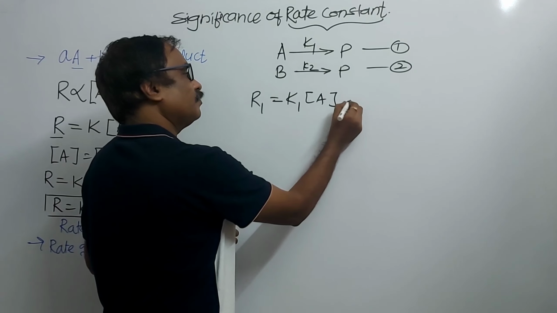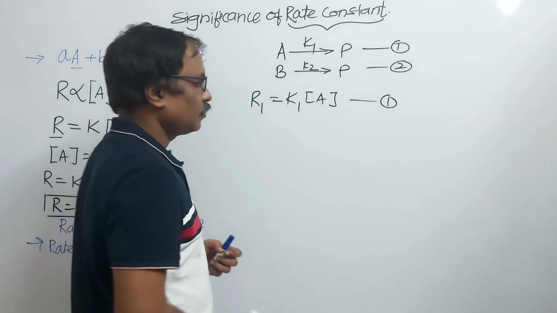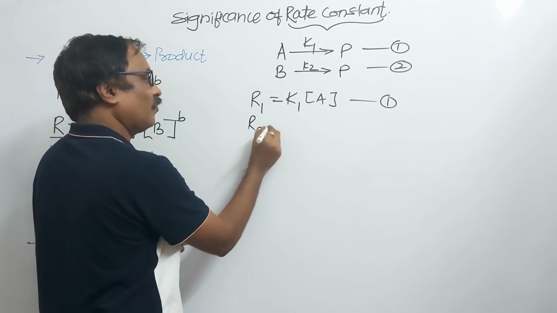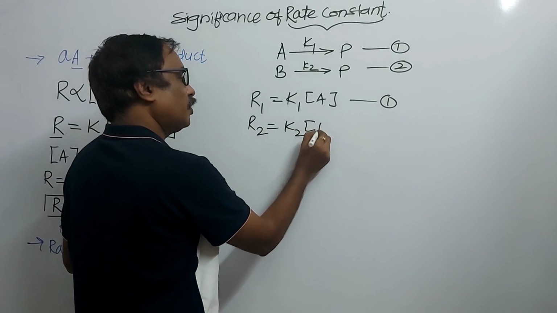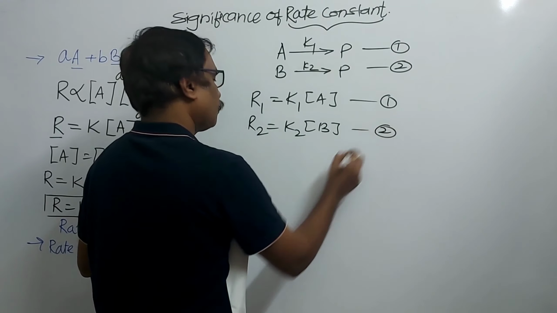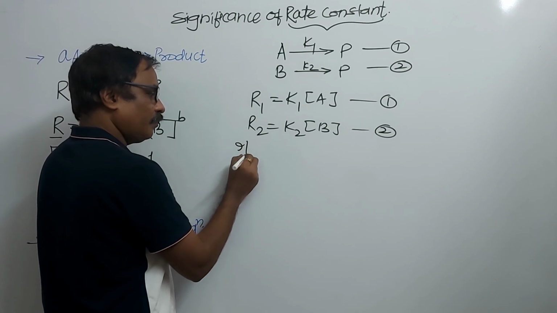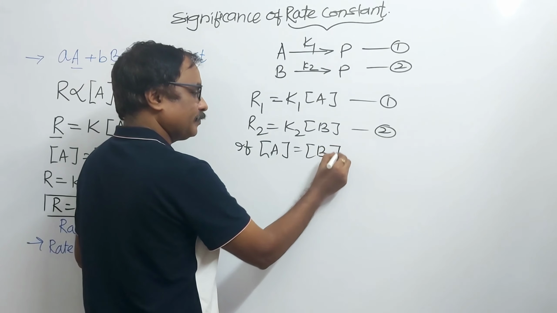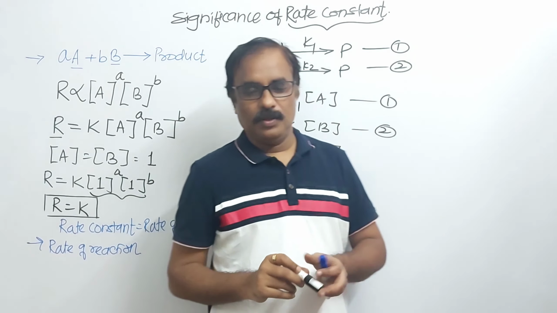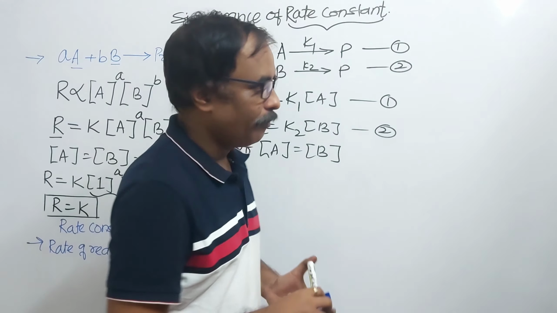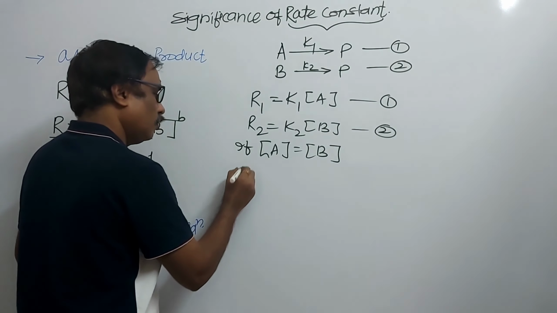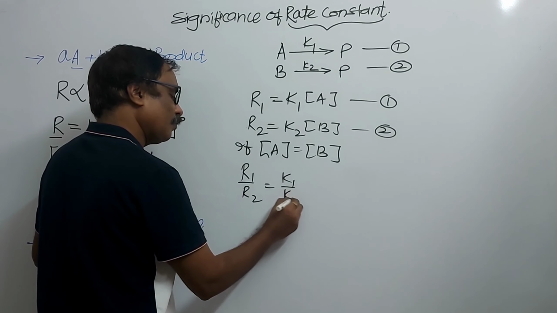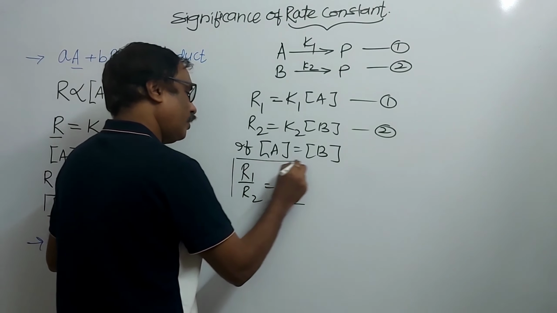Concentration of A for equation 1. Exactly, write down the rate law for the second equation, that is R2 is equal to K2 concentration of B. If the concentration of A is equal to the concentration of B, then compare these two. So R1 by R2 is equal to what? K1 by K2. We'll get this relation.